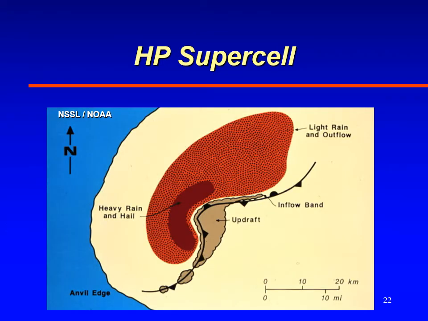This is what it would look like on basically radar and also satellite looking down. You can see that the hook is not as well defined. It's kind of just a big blob of precipitation.